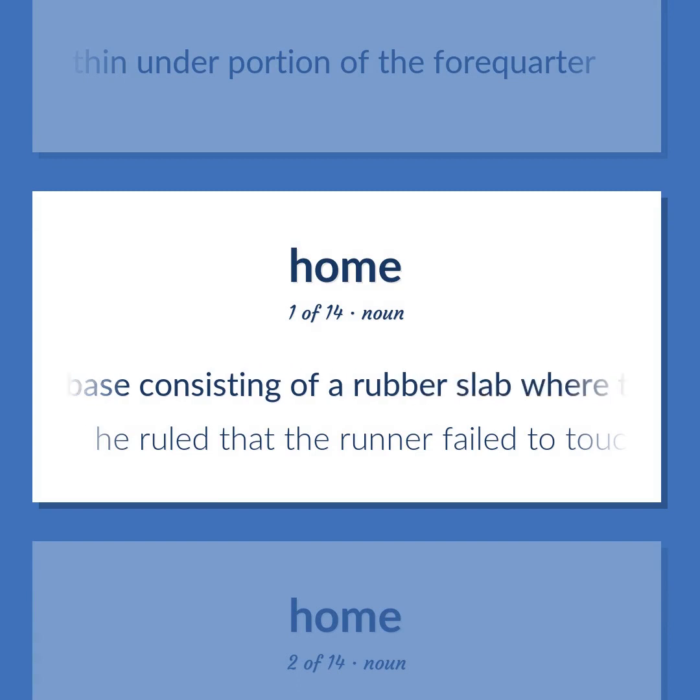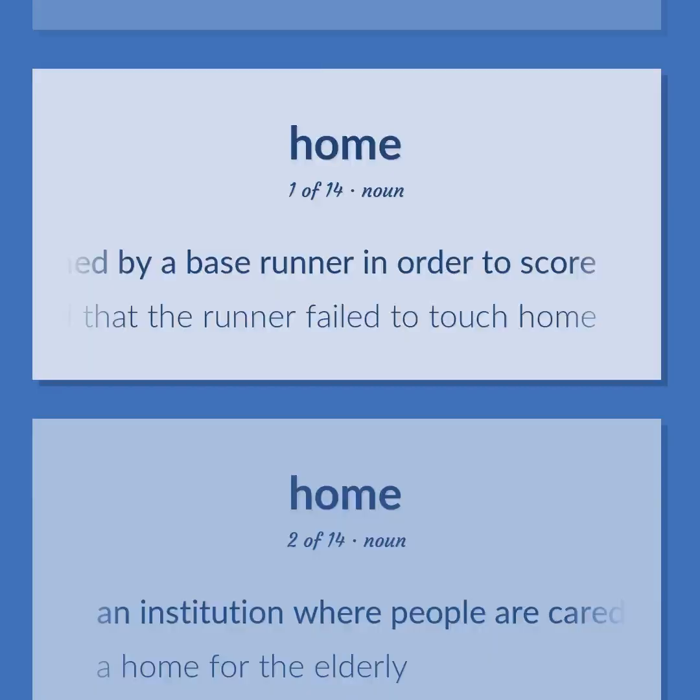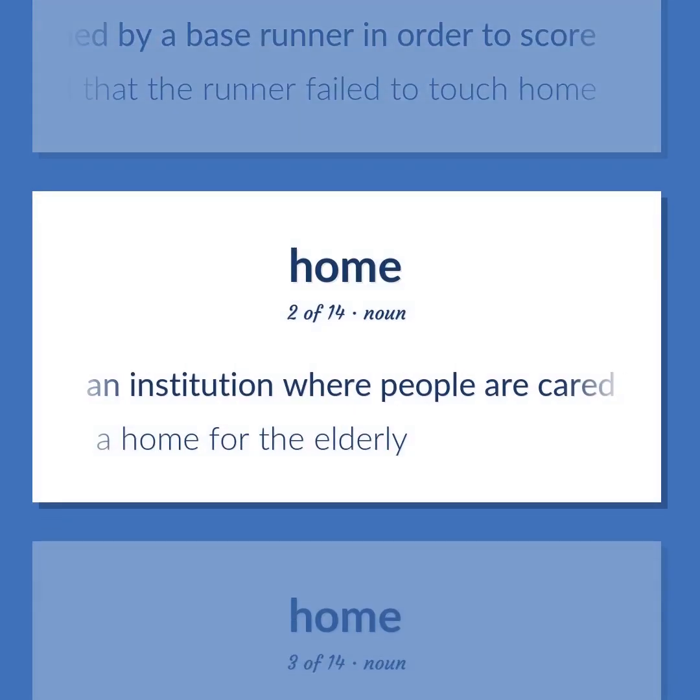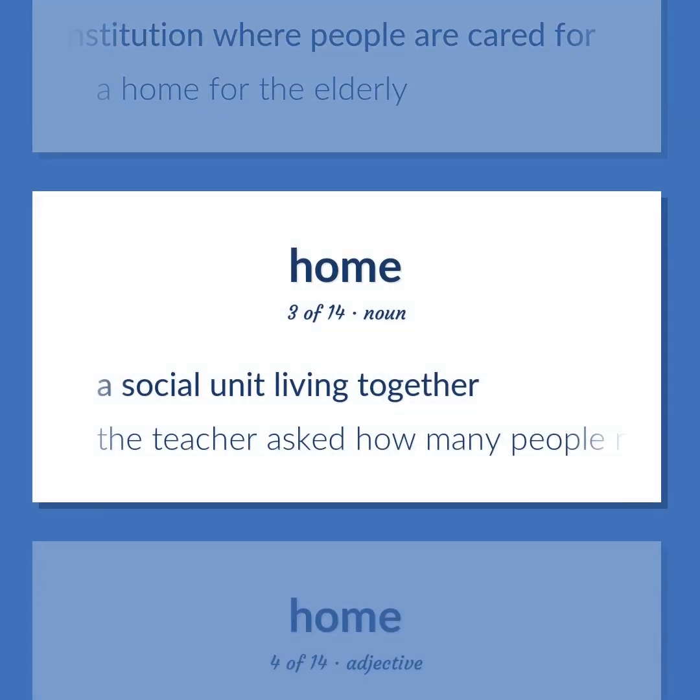Baseball. Base consisting of a rubber slab where the batter stands. It must be touched by a base runner in order to score. He ruled that the runner failed to touch home. An institution where people are cared for. A home for the elderly. A social unit living together. The teacher asked how many people made up his home.